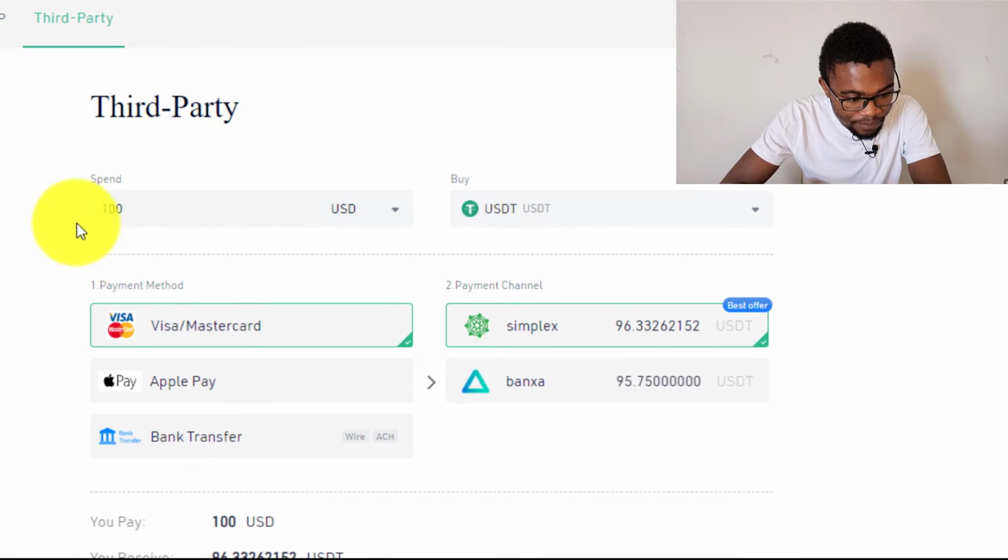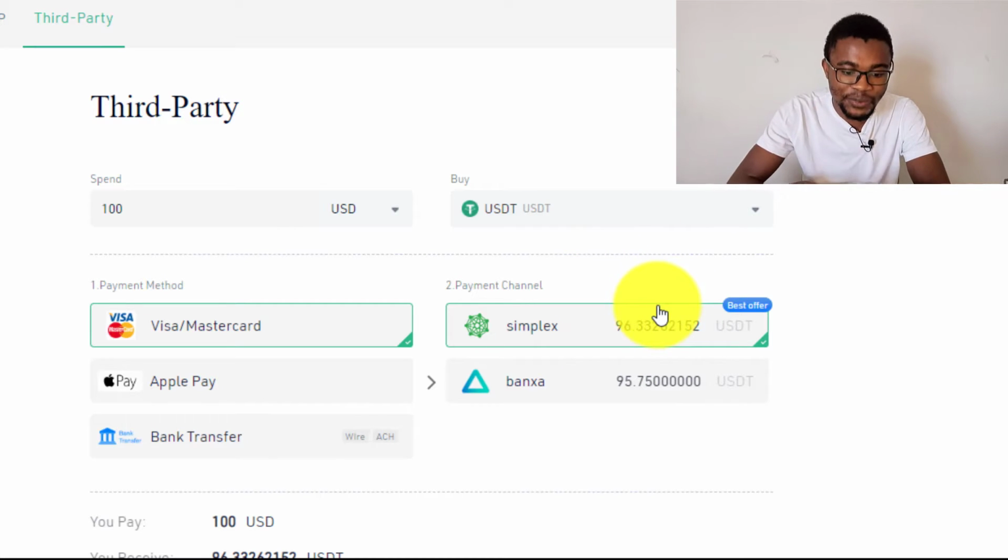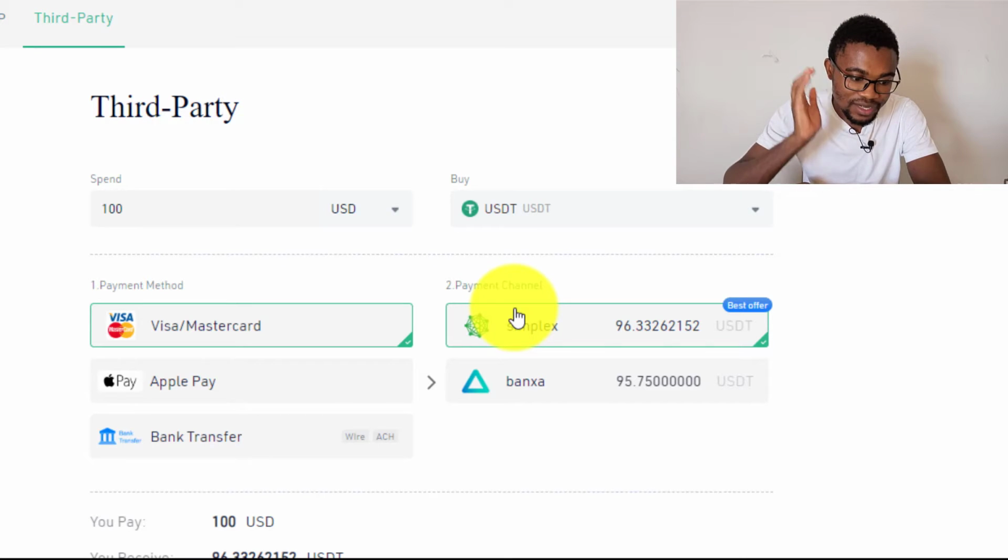So you can see that if you are to buy 100 worth of USDT using Visa or MasterCard, we are going to be receiving around 96 USDT in our Kucoin account. So we are being charged almost about $4 for this transaction.